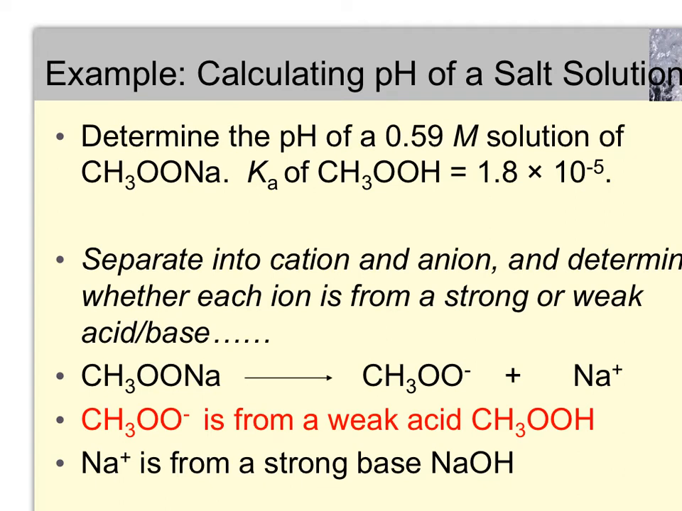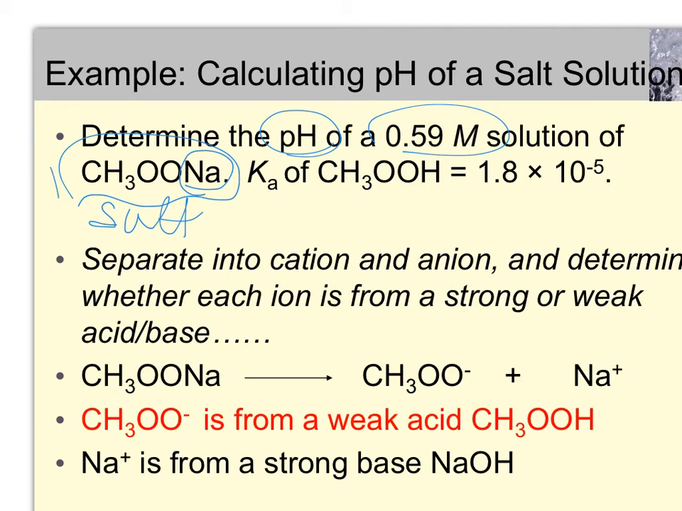All right, so here's an actual problem. Determine the pH of a 0.59 molar solution of sodium acetate, which you don't need to know the name of necessarily. The first thing you should work out in your head is, okay, this is a salt. How do I know that? Because it has a metal and a polyatomic ion. It has a metal in it, so that's an ionic compound.